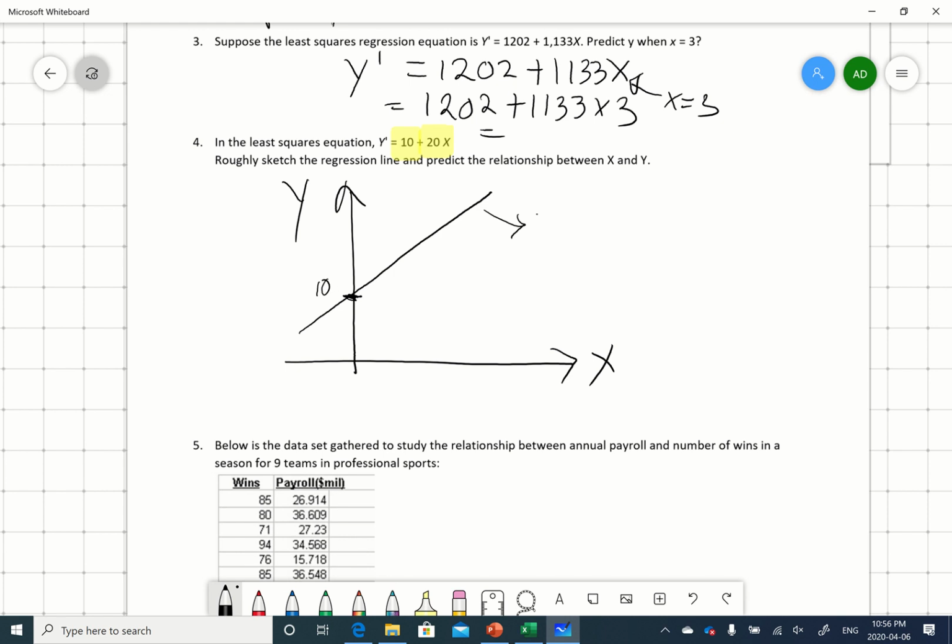So just a rough sketch. Y prime equals 10 plus 20x. And since slope is positive, there is a positive association.